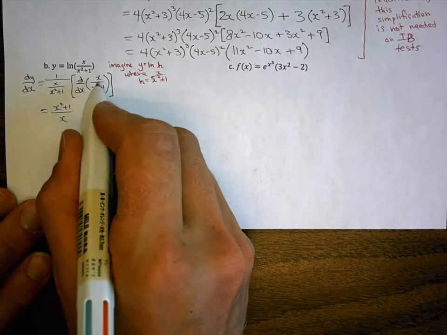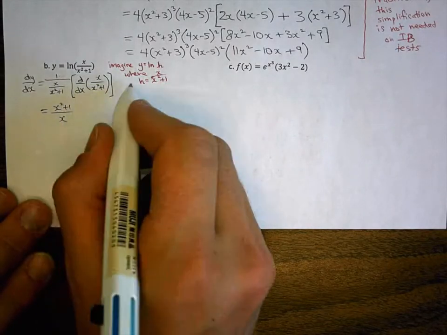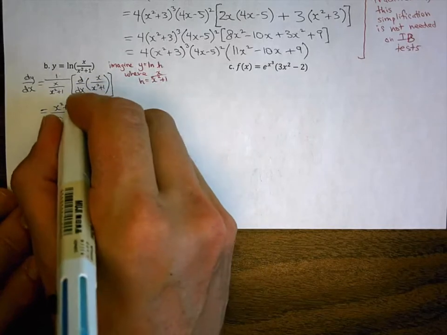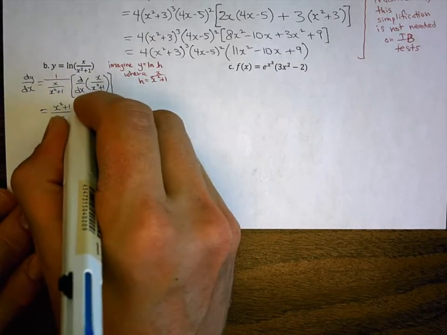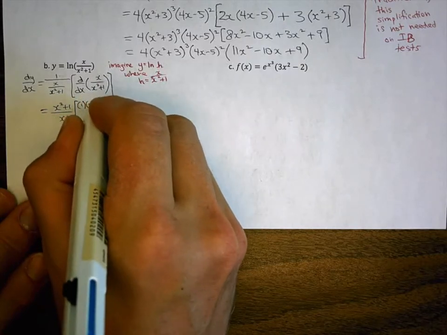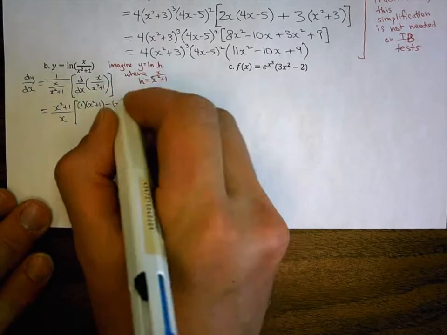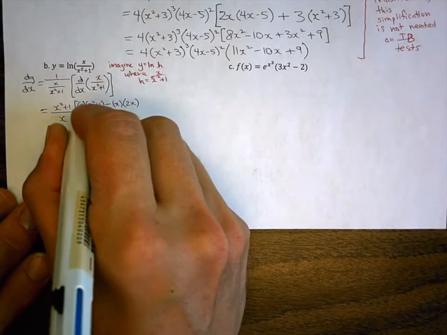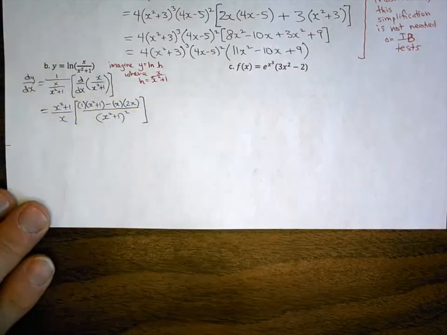Now, what's the derivative of x over x squared plus 1? Oh, facepalm. I have to do a quotient rule here. So, let's do it. Derivative of the top is 1 times the bottom minus top times derivative of the bottom, which is 2x, all over x squared plus 1 all squared. Luckily, we spent so much time on quotient rule.